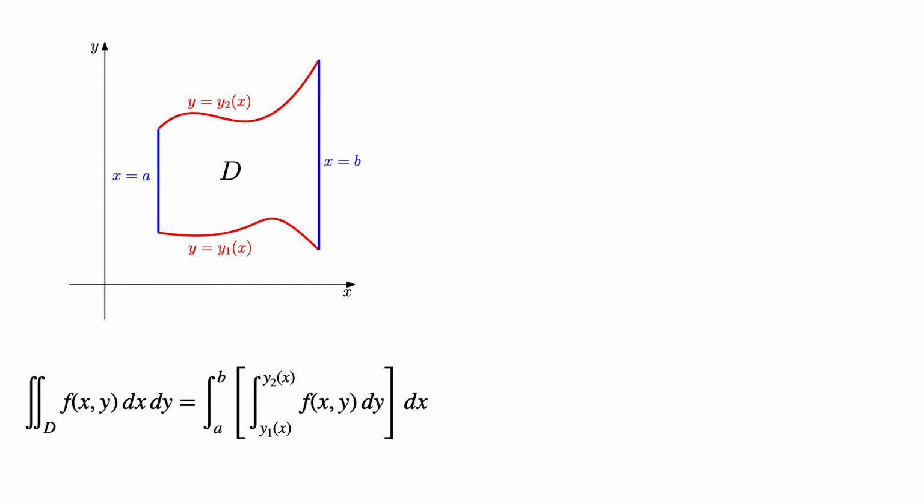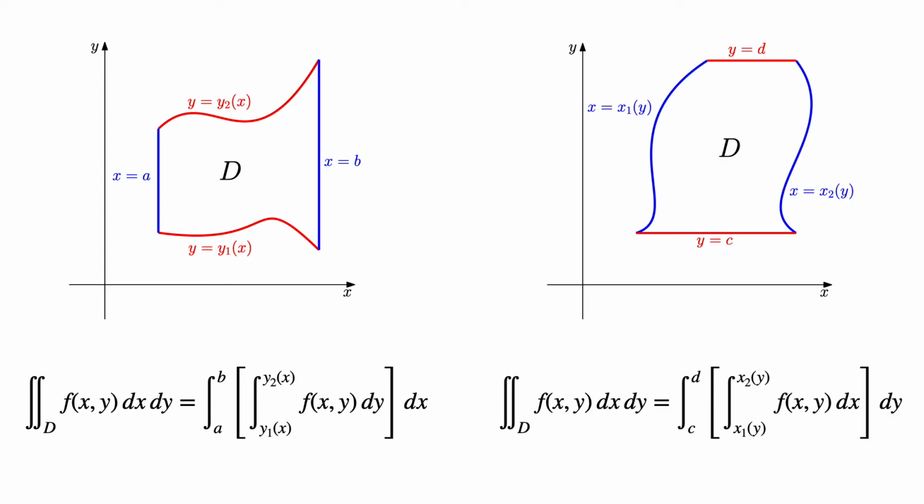Then for the outer integral over x, the limits are just constants, the lower and upper value of x. On the other hand, if we do the integration in the other order, that's x first and then y, then we have to find 2 functions x1 of y and x2 of y that give the lower and upper limits of x for any particular value of y, and use these as limits on the inside integral over x.